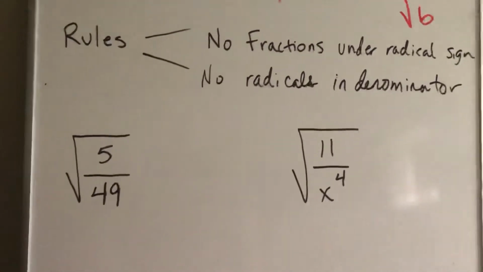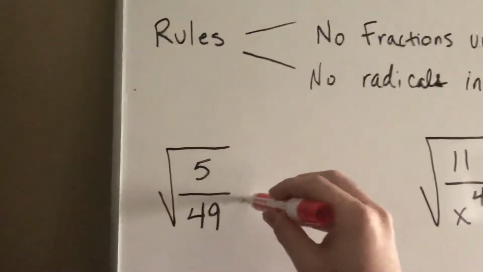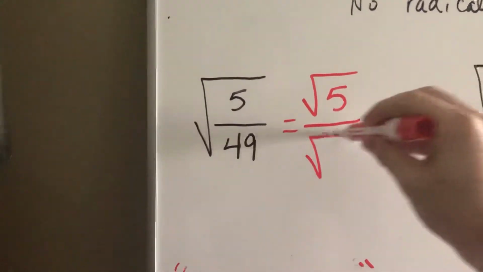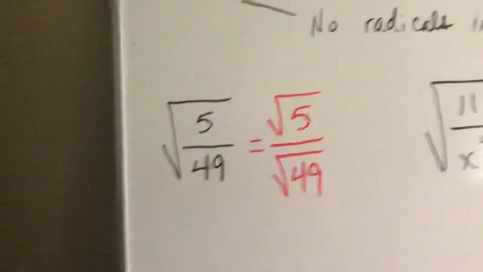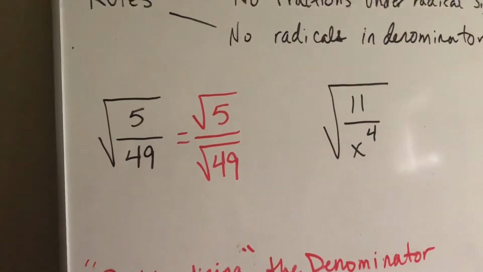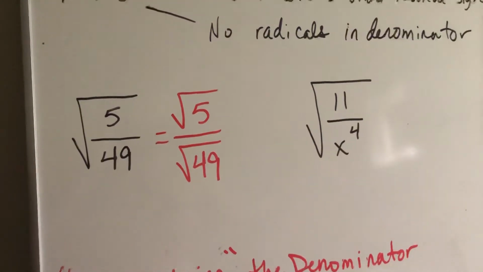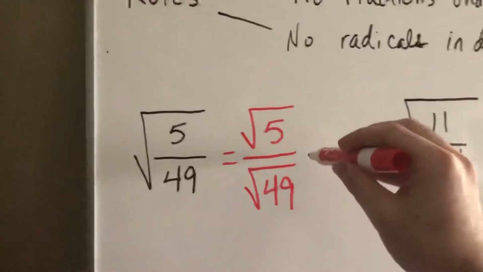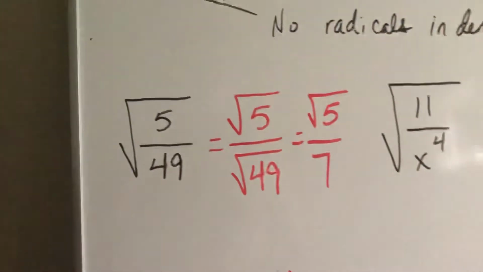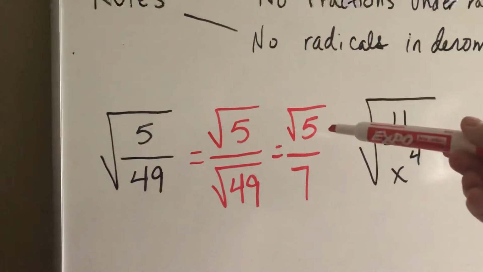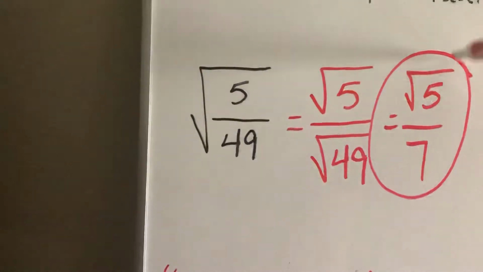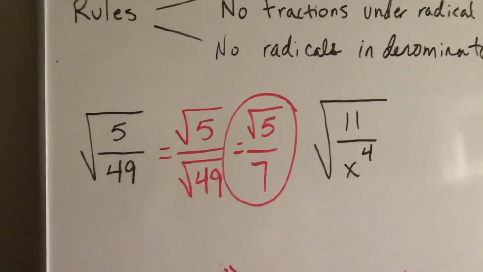So if I had the square root of 5 over 49, I'm going to break it into its numerator, denominator components. So as I said above, I cannot leave the square root of 49 in the denominator. However, I know that the square root of 49 is a perfect square, so I'm going to make this into square root 5 over 7. Let's take a look. That's simplified in the numerator. I've got an integer in my denominator. This is done. So square root of 5 over 7 is your correct answer.